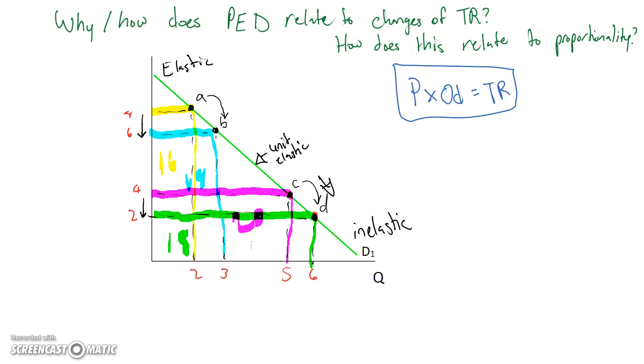then the PED increasing means that it would actually move from the top of the demand curve to the bottom. And if your PED is inelastic, that means that it would be moving from the bottom of the demand curve to the top of the demand curve. So the highest point of PED is at unit elasticity, which is the midpoint. So proportionality determines how PED relates to the change of TR.